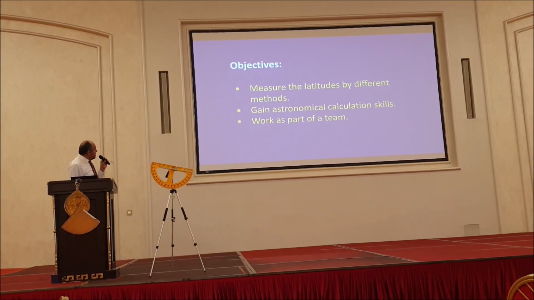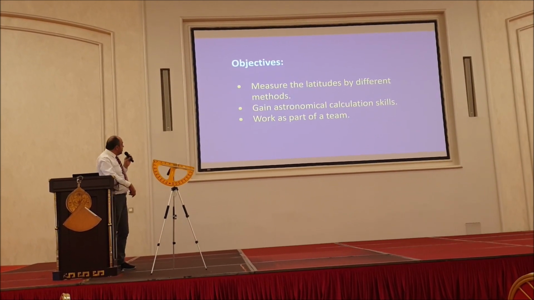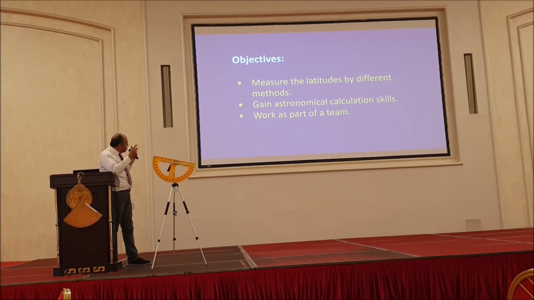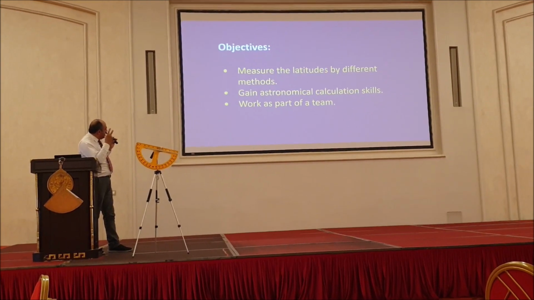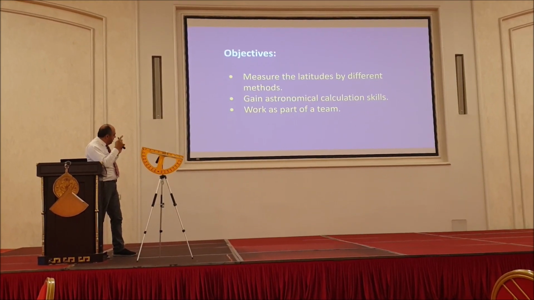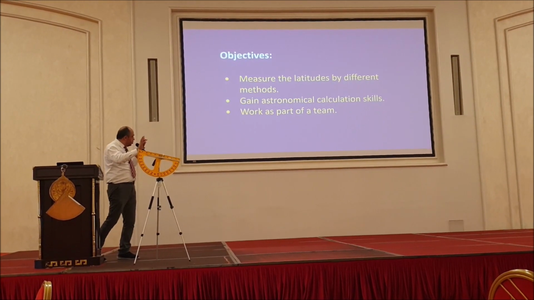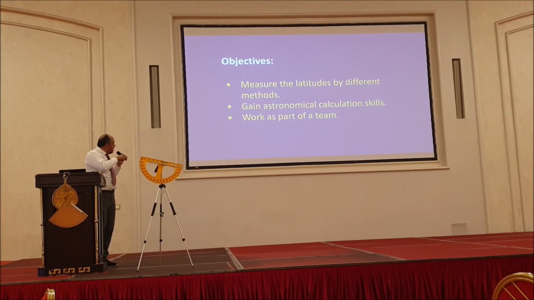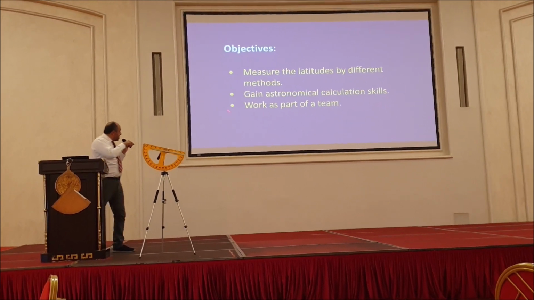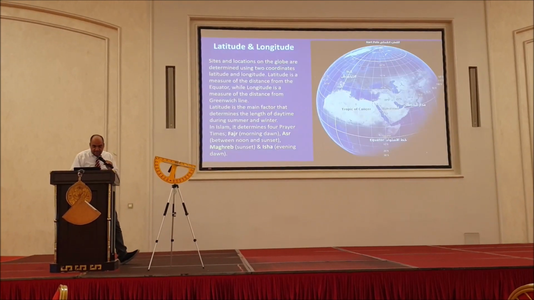Why are we doing these experiments? We want to measure the latitude by different methods. Actually, this time we have two methods: the altitude of Polaris, which we are not going to do, and the other one using the quadrant. Again, some astronomical calculation skills, work as a part of team.